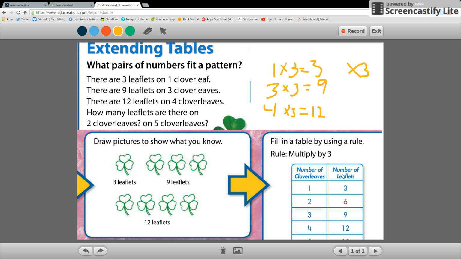Then if we took a look at this table down here, we can fill in the missing numbers. 1 times 3 is 3. 2 times 3 would be 6, so we could fill in the 6. 3 times 3 is 9. 4 times 3 is 12. And of course, the one you can't see down below here would be 5 times 3 is 15. And we can continue this table on after that.